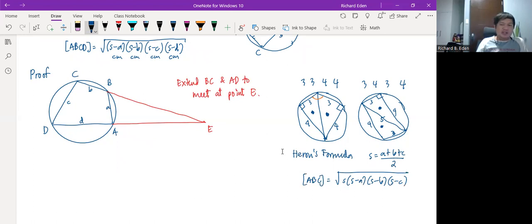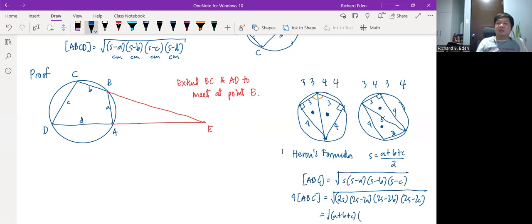Let me multiply both sides by 4. I'm going to put 4 inside the square root, so that's going to be 16. And I'm going to distribute 16, which is 2 to the 4, a factor of 2 to each of the 4 factors. So 2s, and then 2s minus 2a, 2s minus 2b, and 2s minus 2c. Okay, and then observe that 2s is a plus b plus c.